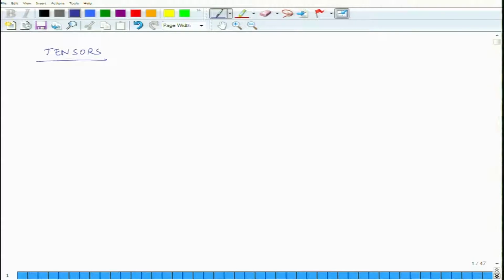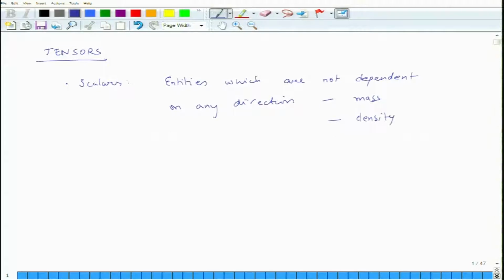Okay. Now, we all know what scalars are. So, we have scalars, these are physical entities which are not dependent on any direction. So, an example of a scalar would be the mass of an object. It does not depend if you change the direction or the reference coordinate system, the mass of a body remains unchanged. Another example would be density, or for that sake temperature.